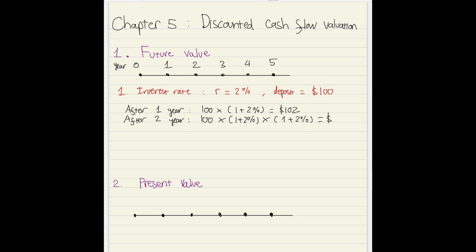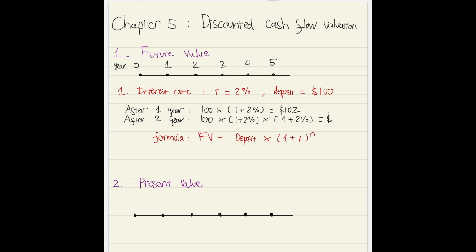So do you see any pattern here? Yes, we can clearly see a pattern here, and there will be a formula. The future value is equal to the deposit times 1 plus R to the power of the period, the number of periods.